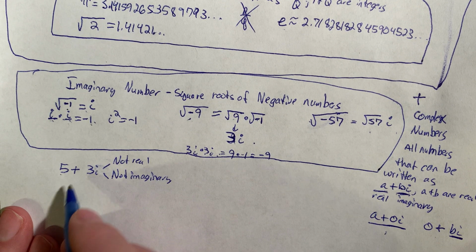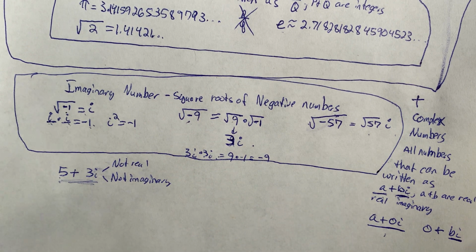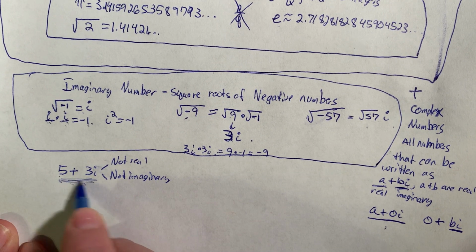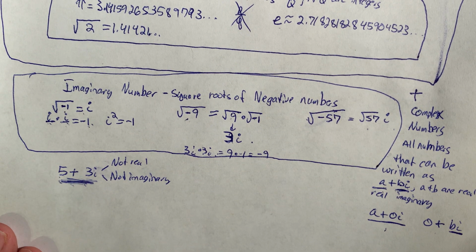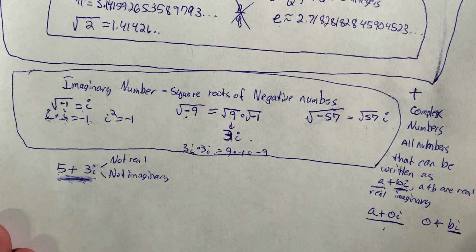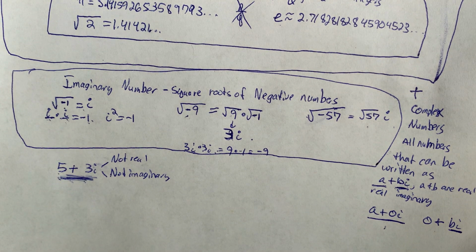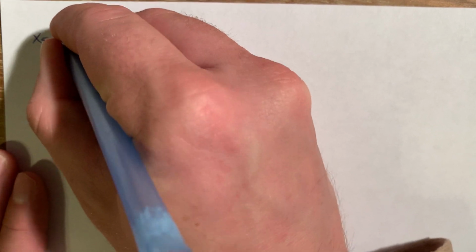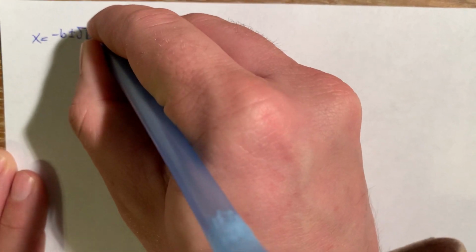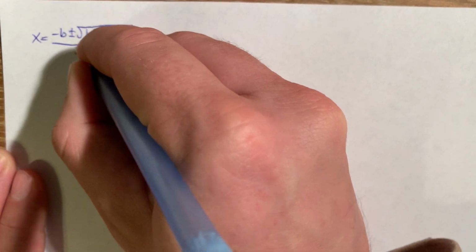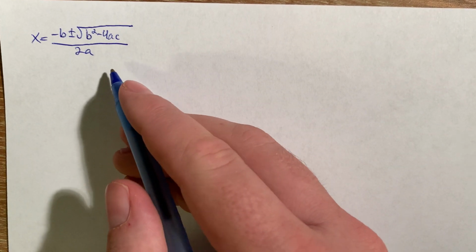Now, sometimes if we're being sloppy, we'll just say, hey, this is imaginary, meaning it's not real. But if we're being specific, we would say that this is a complex number, not a real nor an imaginary number. Okay, so let's see how this relates to what we've been doing. Well, we learned about the quadratic formula, so this is a great time to see if you remember it. Can you write it down? Hopefully you're able to write down x equals -b plus or minus the square root of b squared minus 4ac, all over 2a. There is our quadratic formula.